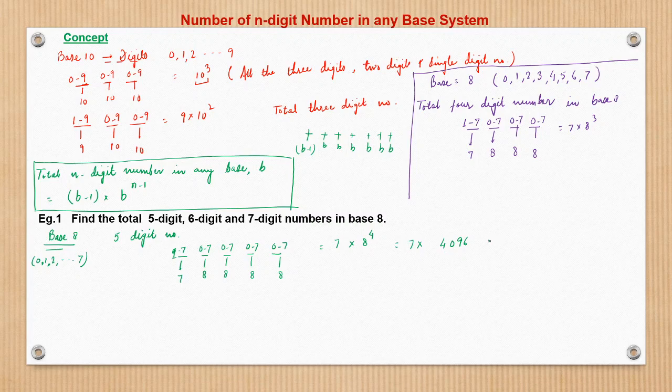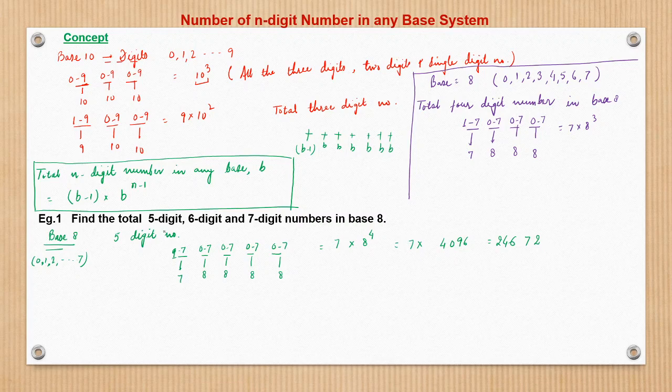Now I will multiply this. 7 6 is 42, 4 7 9 is 63, 4 67, 6 7 0 is 0 6 7. So this is the number.